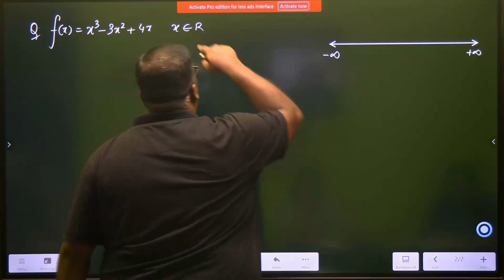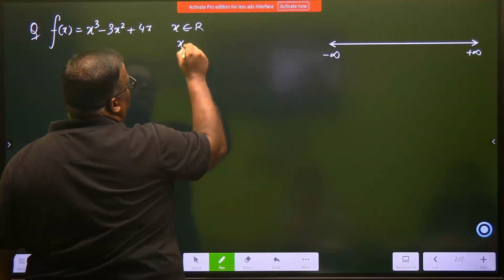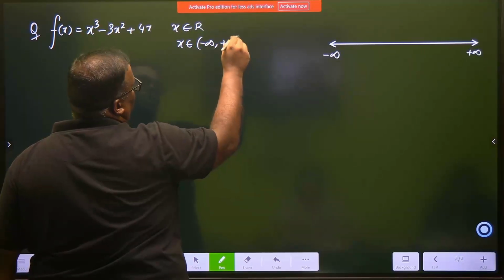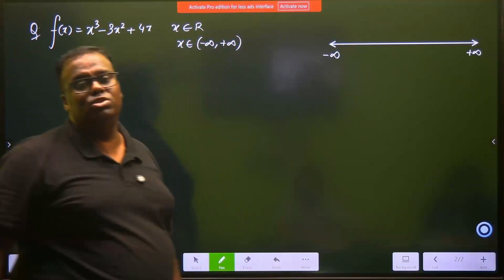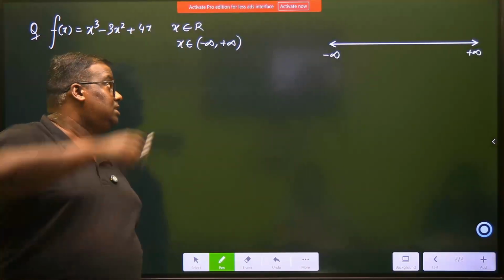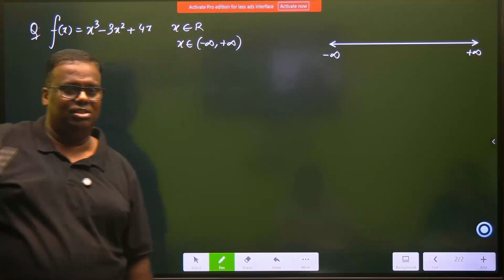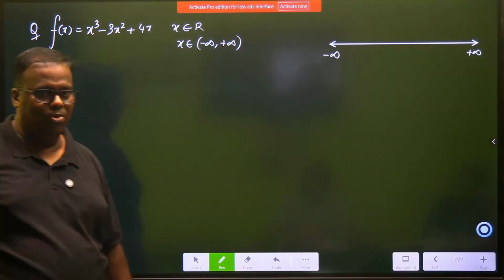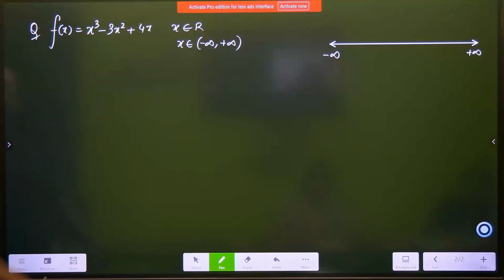This can also be written as x belongs to the interval negative infinity, positive infinity. In infinity, we can never have closed intervals. You can't. This bracket means you cannot touch. Understand that difference? Square bracket means you can touch that value, right? So what is our first step?